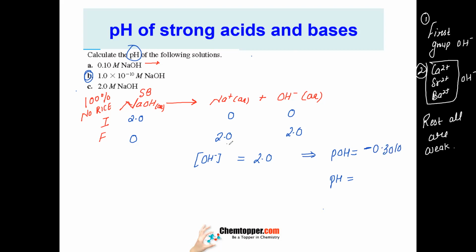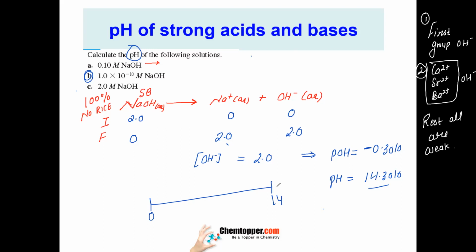Negative 0.3010 is highly concentrated, more than 1 molar. So negative pOH. And pH will be more than 14, right? So it is 14.3010. So the range of pH is 0 to 14. You remember we did the scale 0 to 14? It's not negative, Sanjana. It should be positive, right? Good. The range is 0 to 14.